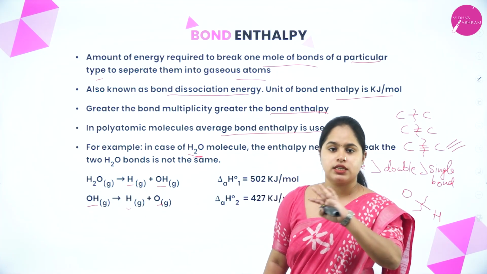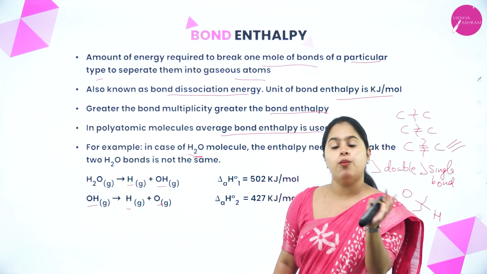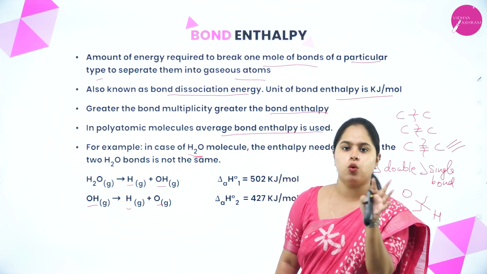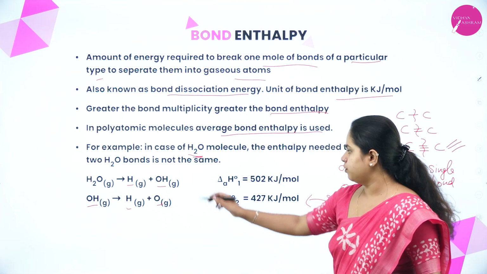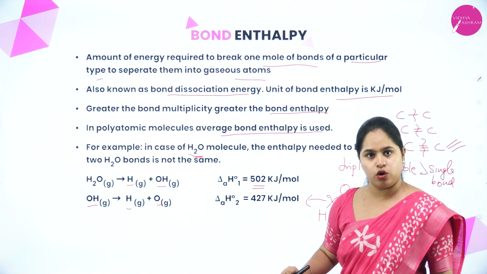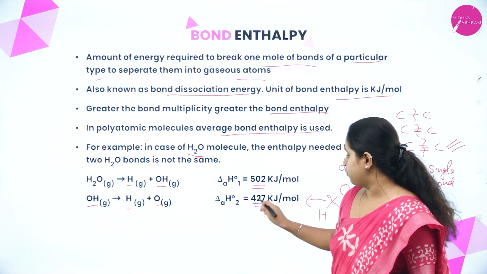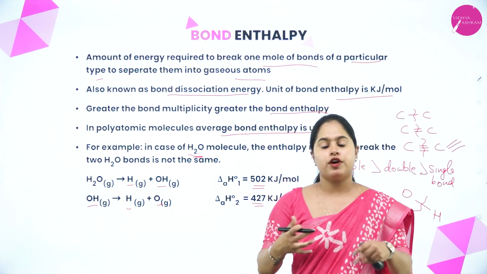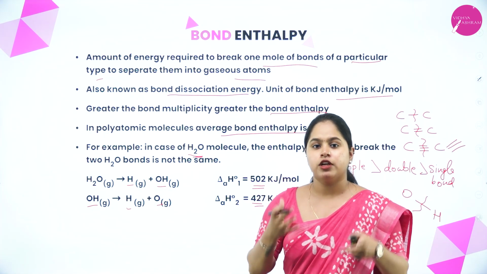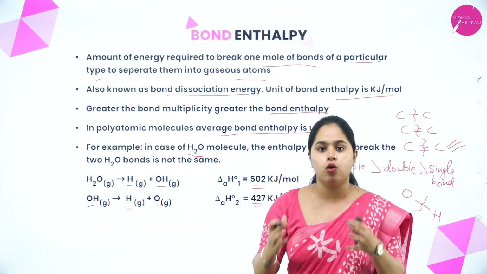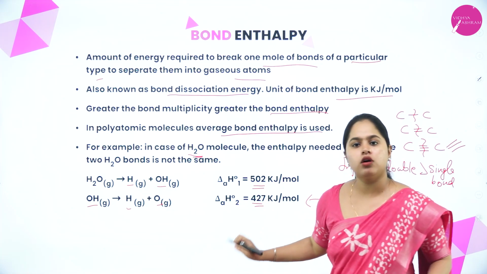Yes, so of course the scenario is different there, hence the bond enthalpy required to break each of the OH bonds will also be different. In the first case, the bond enthalpy is 502 kilojoule per mole, and in the second OH bond breakage it is 427 kilojoule per mole. So if I ask you what is the bond enthalpy to break all the bonds of 1 mole of water molecule, will I say this value or this value?